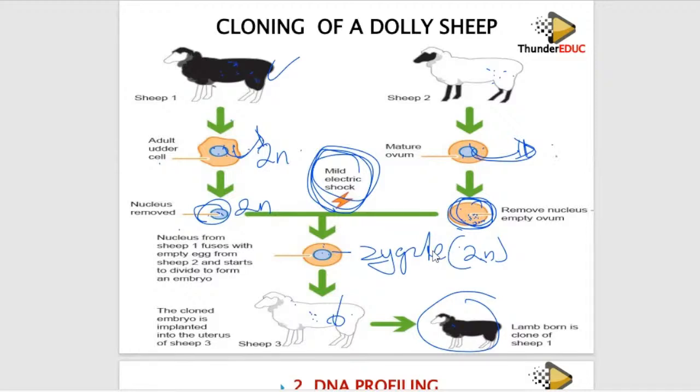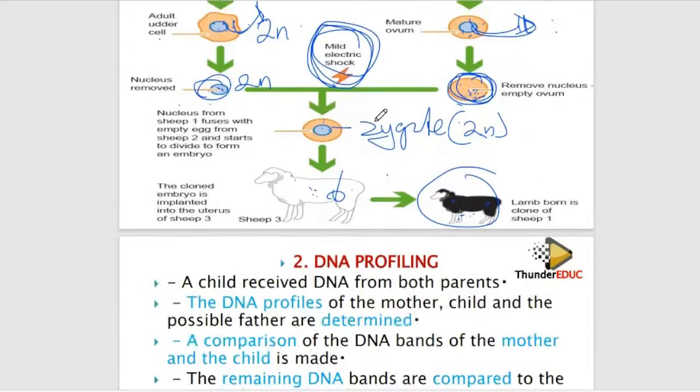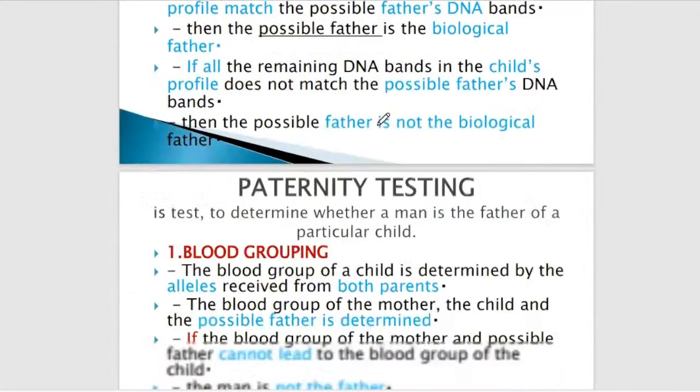Why did we throw the nucleus away? Because we wanted the casing of the ovum. We are not interested in the genetics here. So which method do we use? Mild electric shock. And which of these two sheep will this one resemble? Sheep 1. Give a reason for your answer: because we used its nucleus, or the genetic material, to produce the sheep. So when they ask you such questions, they're not that difficult. You'll be able to answer and get it right.